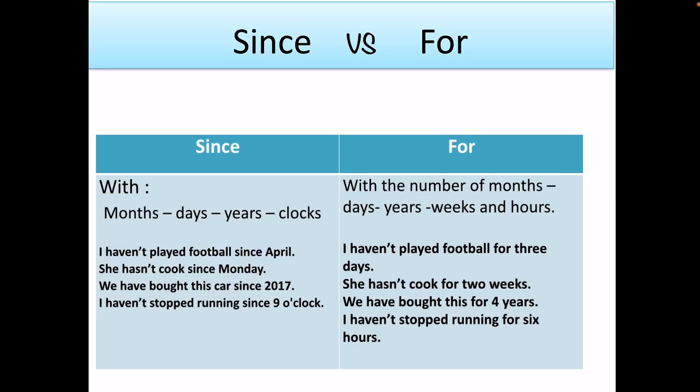So this is how we use since and for with the present perfect tense.